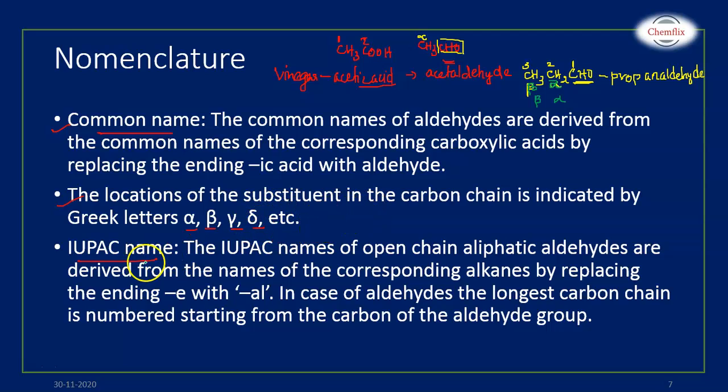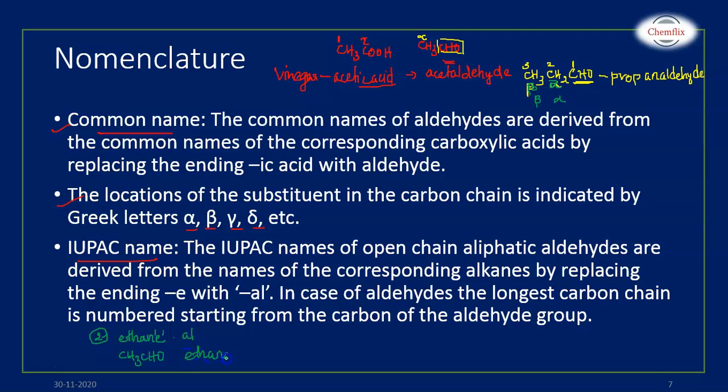Now moving to the IUPAC name. The IUPAC names of open chain aliphatic aldehydes are derived from the names of the corresponding alkanes by replacing the ending -e with -al. We already discussed that if there are two carbon atoms, what will be the name? It is ethane. And if there is an aldehyde group, that means CH3CHO, then we have to replace this -e with -al. So what will be the name?